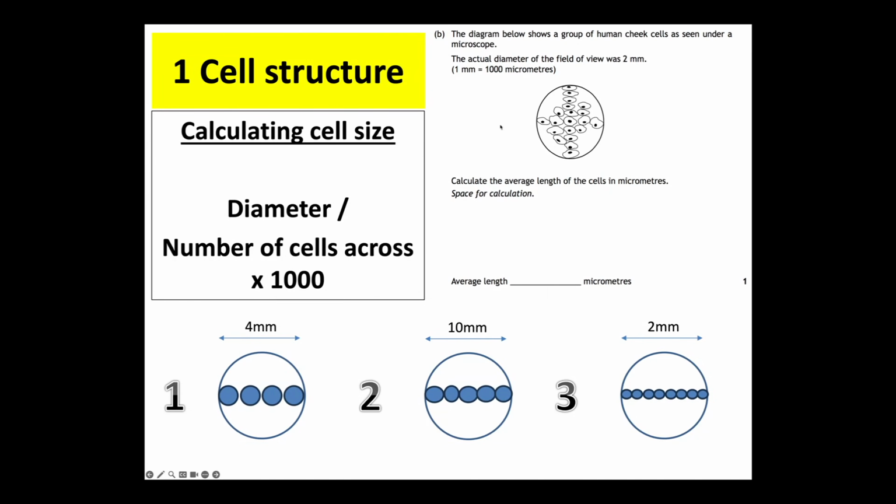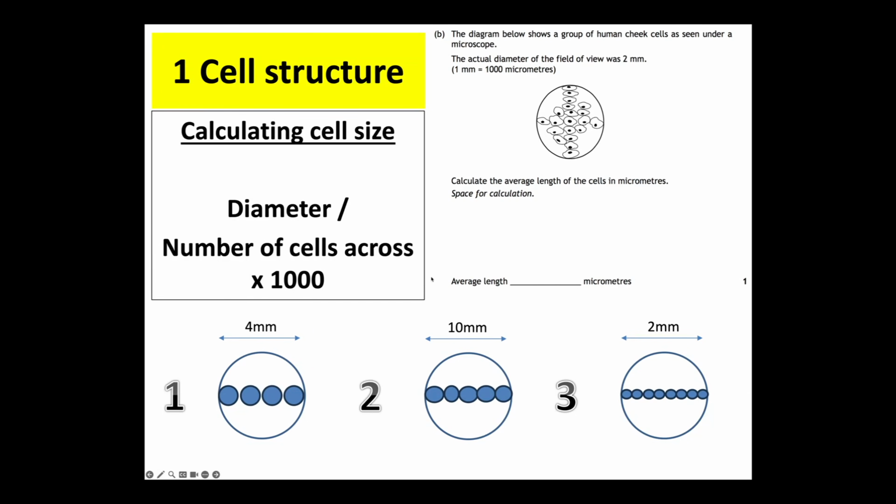Why does it get times by 1,000? Because initially the diameter was in millimeters, but the answer needs to be in micrometers. And this useful conversion here tells us that 1 millimeter is equal to 1,000 micrometers. To convert from millimeters to micrometers, we have to times by 1,000.